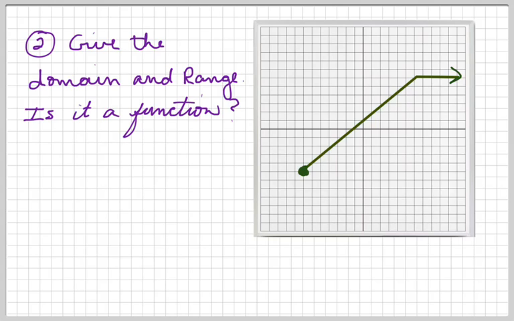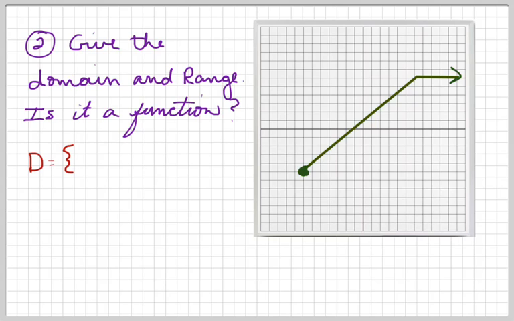Alright, second one, same question, except we have a lot more points. We have so many points, instead of drawing it or writing it out in a set of points like we did in problem number 1, we've just drawn a graph of it. Remember, a graph or a line like this is just a set of infinite points. So let's worry about the domain first.